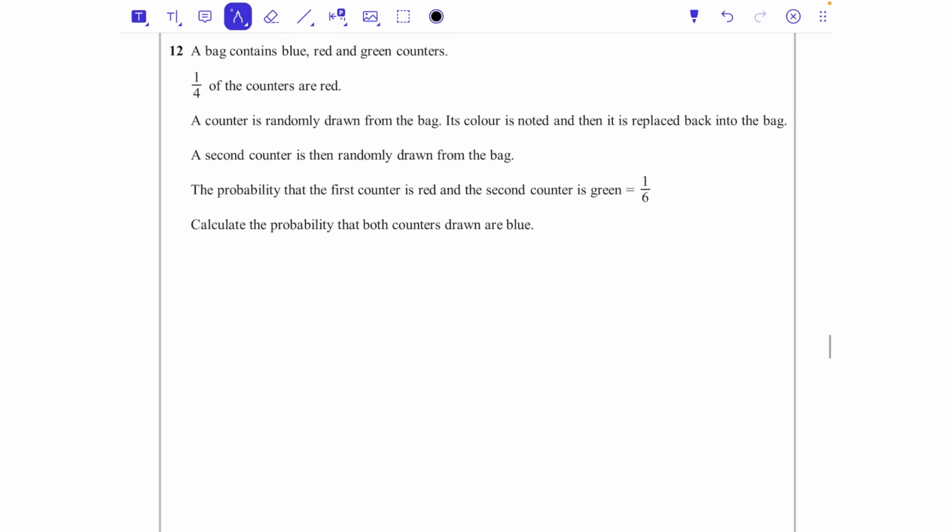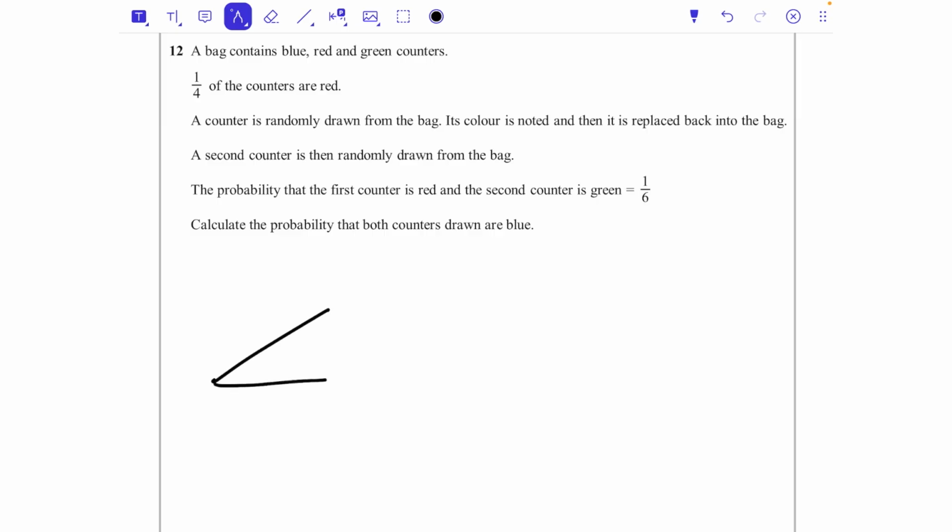Okay, question number 12. A bag contains blue, red and green counters. A quarter of the counters are red. A counter is randomly drawn from the bag, its colour is noted, and then it is replaced back into the bag. A second counter is then randomly drawn from the bag. The probability that the first counter is red and the second counter is green is a sixth. Calculate the probability that both counters drawn are blue.